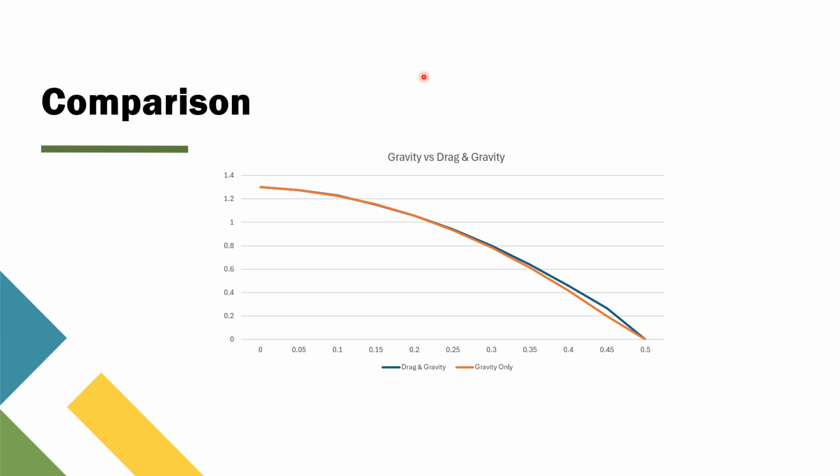Cool. And so now looking at the comparison between the two, we can see that for the most part they remain the same, but towards the end they start to deviate more. The one with drag and gravity moves down a little bit slower, and it's because drag is an upwards acting force, working against gravity. And obviously, as time goes on here, this gap would become bigger and bigger.